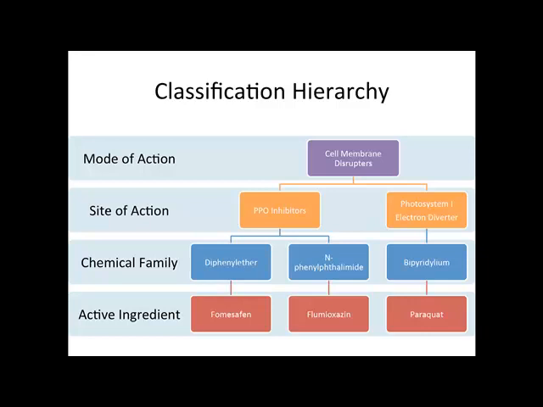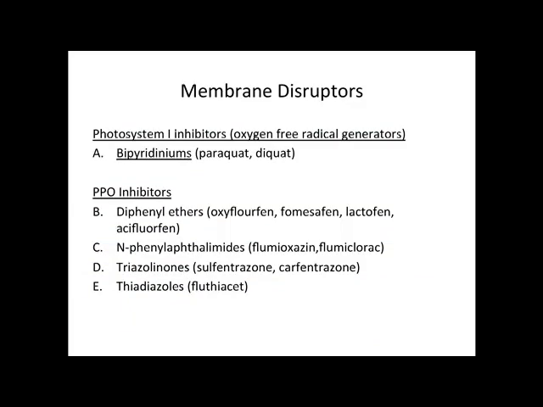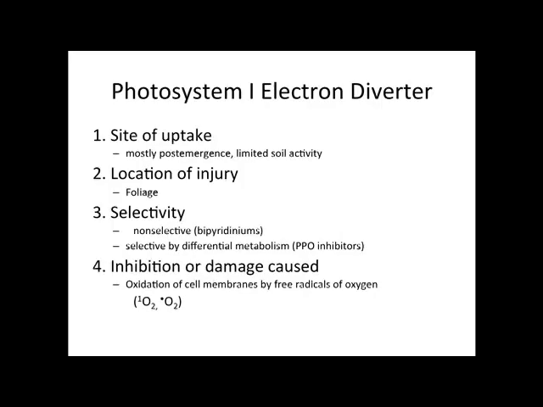Now, to reinforce the idea and look at it slightly differently: one mode of action, two sites of action, 5 herbicide families, and an exponential number of active ingredients all within these two sites of action or one mode of action. So the membrane disruptors, we have the photosystem 1 inhibitors, and then we have the PPO inhibitors. So we're going to break those apart and talk about injury symptoms separately because they act fairly differently.